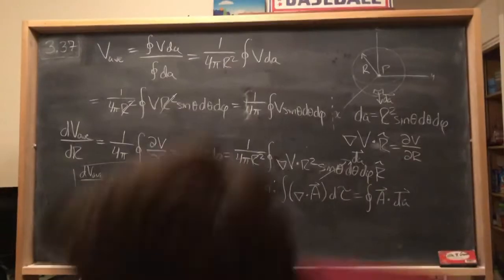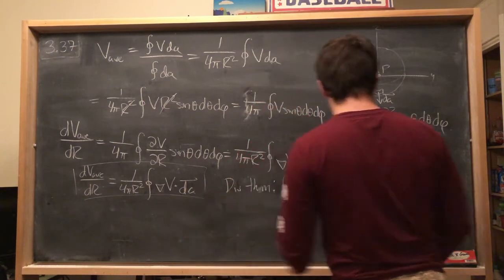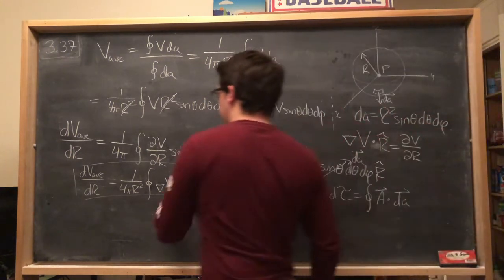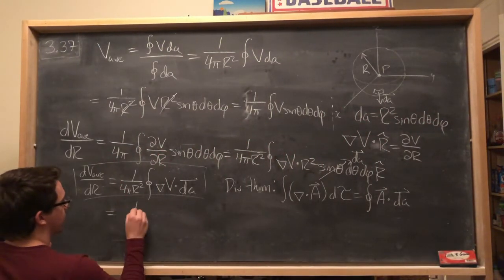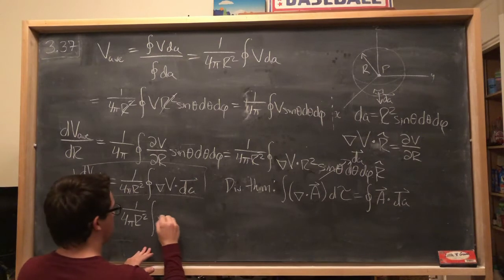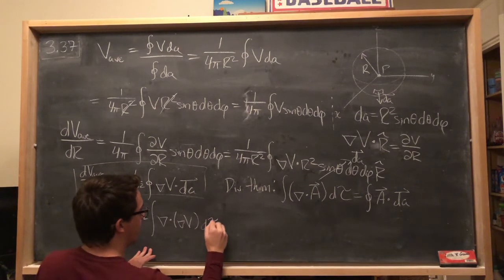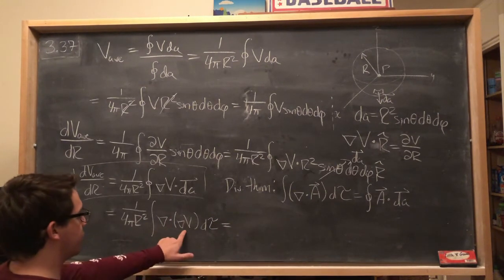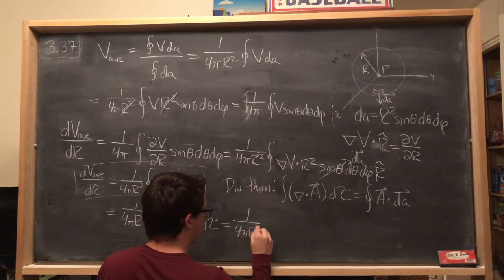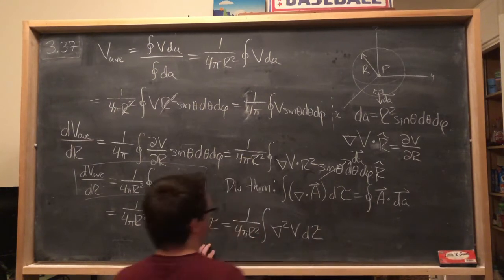So, clearly, this integral right here, we could model it to look like that. We would just say that our vector A in this case is the gradient of V. So then by divergence theorem, we can say that this equals 4 pi r squared volume integral of the divergence of the gradient of V, d tau. However, what is the divergence of a gradient? Well, that is just the Laplacian. And so this is equal to 1 over 4 pi squared volume integral Laplacian V d tau.